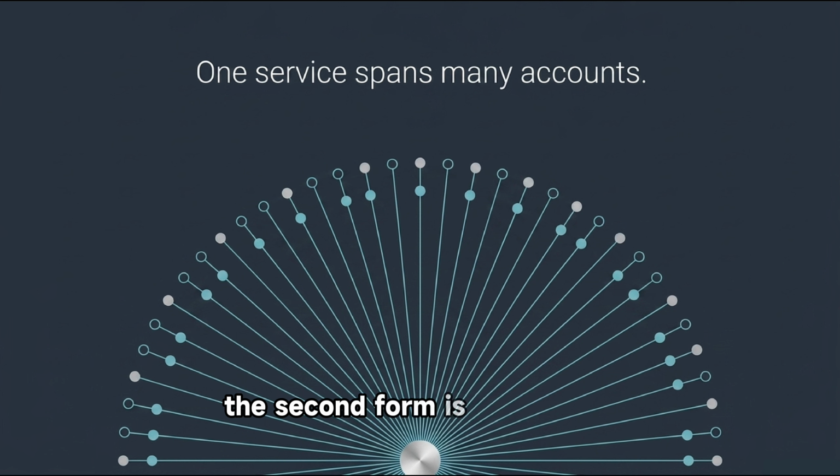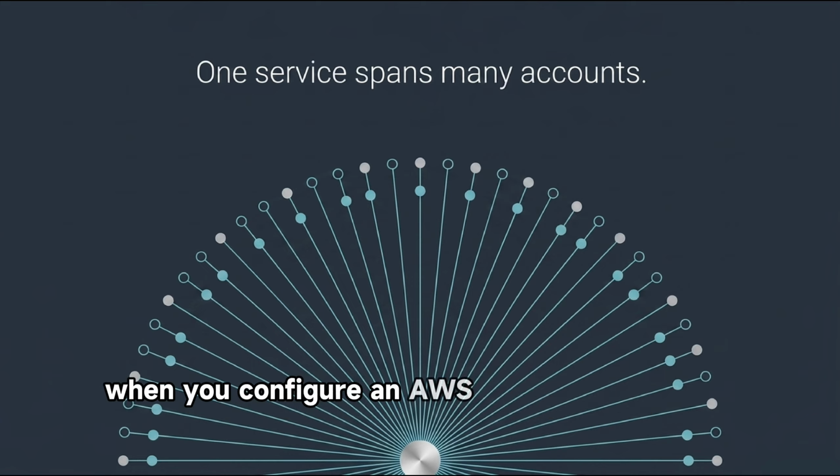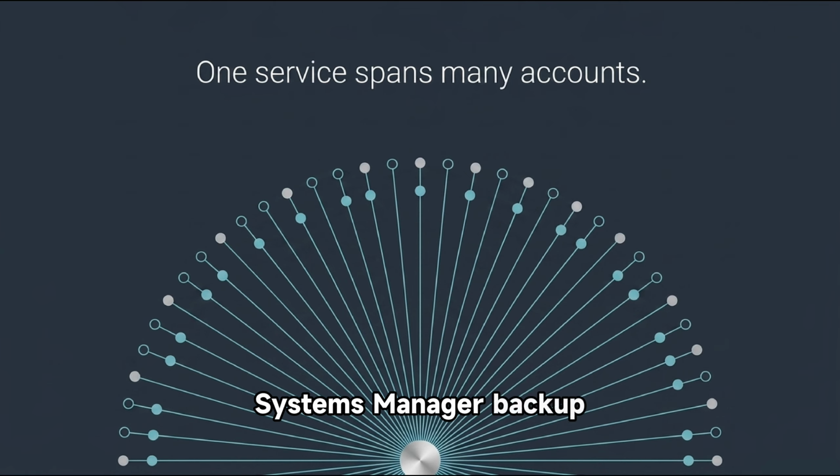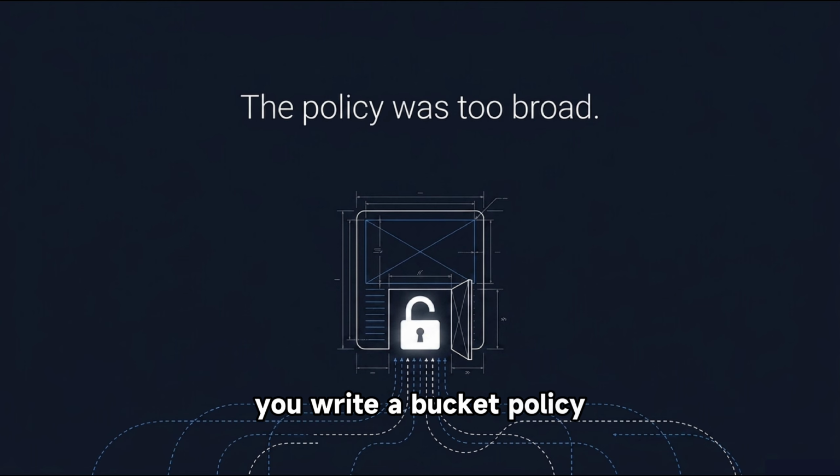The second form is less visible and is built into the structure of multi-service cloud architectures. When you configure an AWS service, CloudTrail, Config, Systems Manager, Backup, to deliver output to an S3 bucket, you write a bucket policy granting that service's principal the permission to write. The service principal is shared across every AWS account that has configured that service. It is not your CloudTrail. It is CloudTrail as a service, acting across all customer accounts.